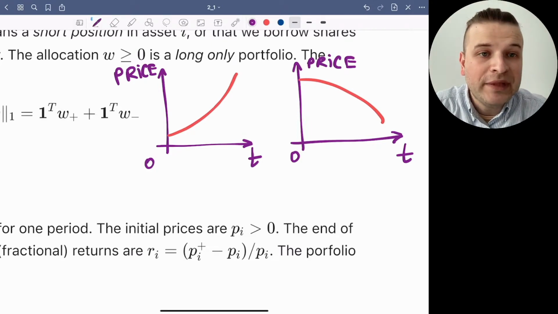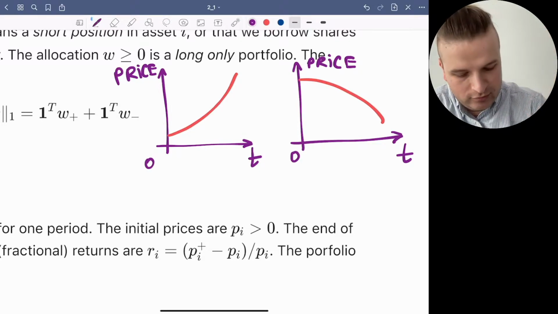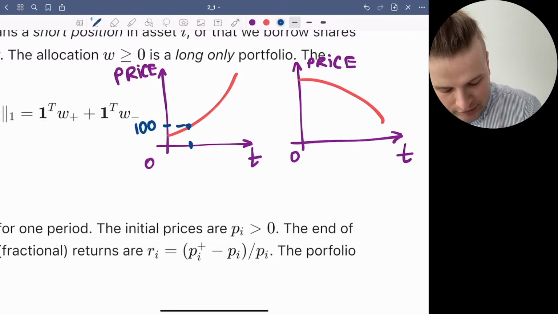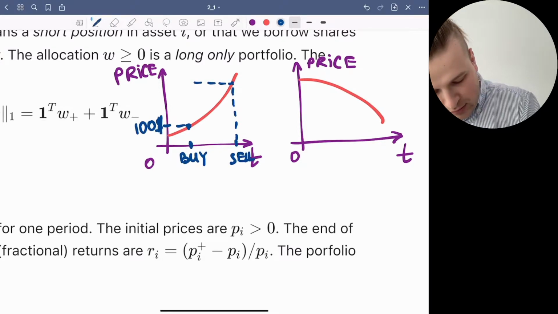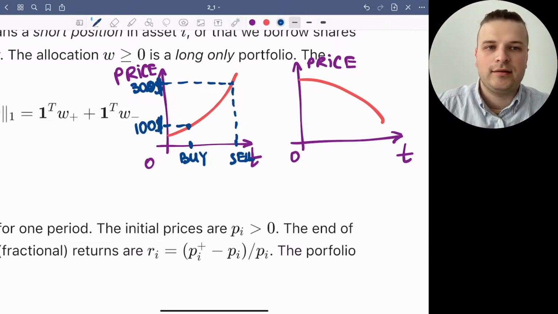And when you believe that the share will go up to the moon, right? We just buy at the beginning some share, let's say for $100, and later, so here we buy, here we sell. Very easy strategy. Here the price is $300 and profit.